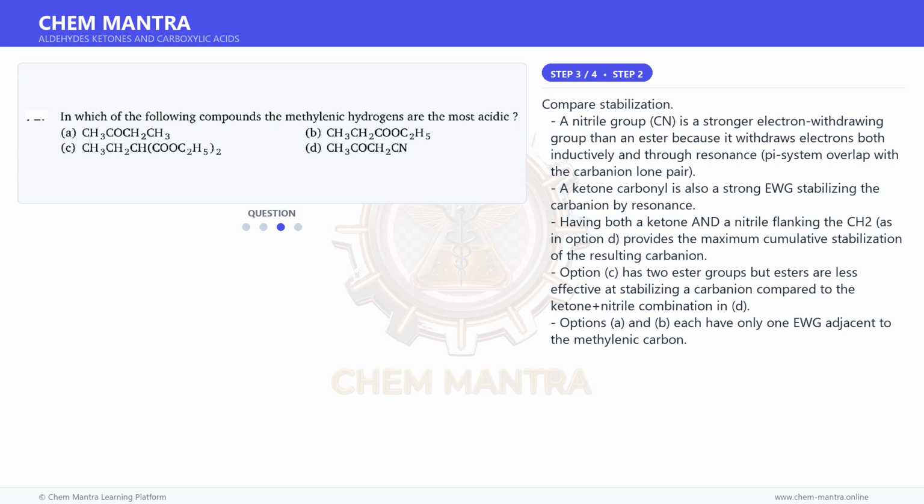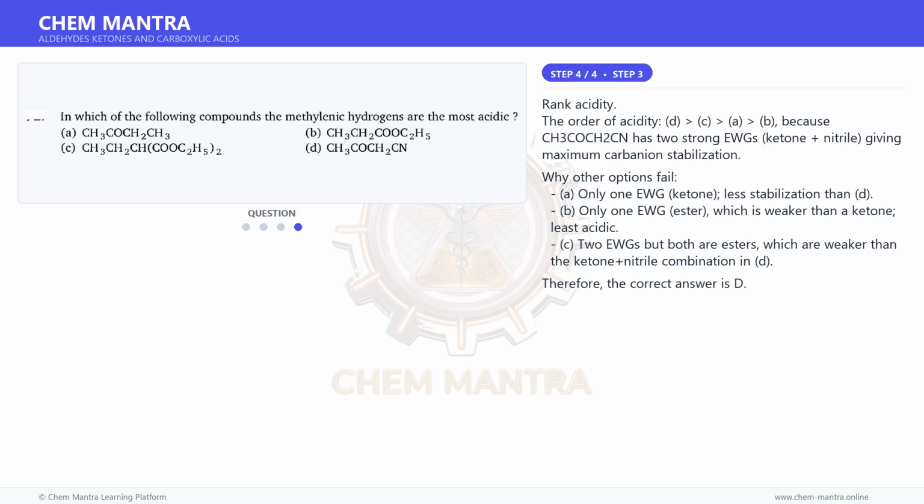Options A and B each have only one EWG adjacent to the methylenic carbon. And for the final step, rank acidity. The order of acidity is D, C, A, B, because CH3COCH2CN has two strong EWGs, ketone plus nitrile, giving maximum carbanion stabilization. Why do the other options fail?